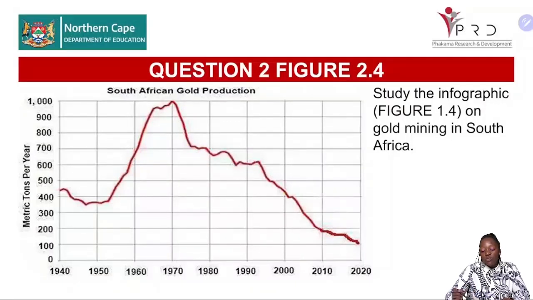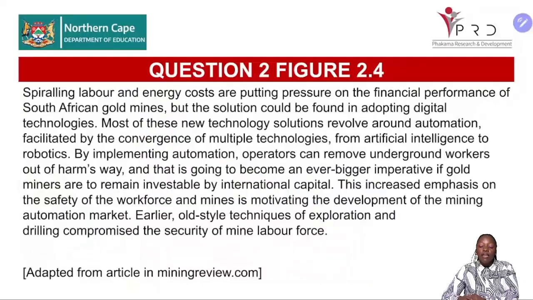Like we've said, you start by reading the instruction. It's saying study the infographic in figure 1.4 on gold mining in South Africa. So here you are given a South African gold production, and then after that we are given an extract. So in that extract you need to read the extract again. Then after, we're going to go through to the questions. After the questions, then we go back to the extract again.